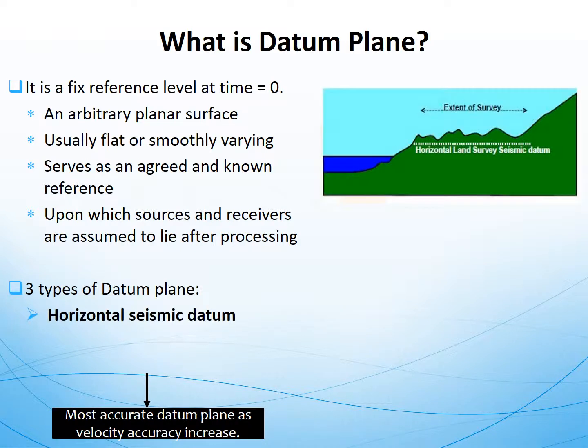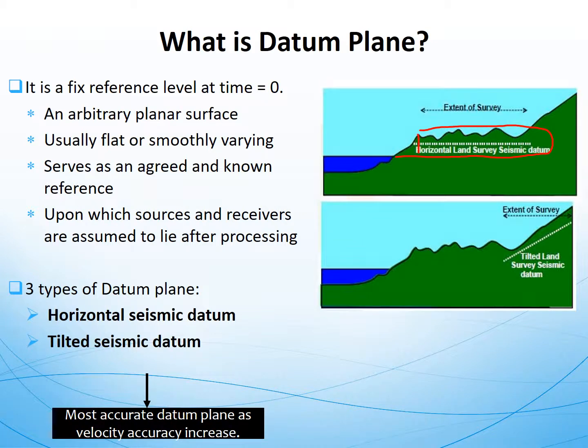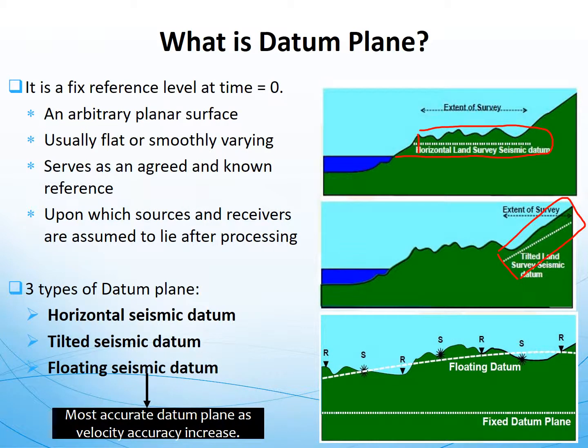Therefore, we have three types of datum plane. You can choose a horizontal seismic datum, or a tilted seismic datum, or a floating seismic datum, which is given here. Although it looks more difficult, this floating seismic datum is actually the most accurate datum plane, as the velocity accuracy will be increased compared to the fixed datum plane.